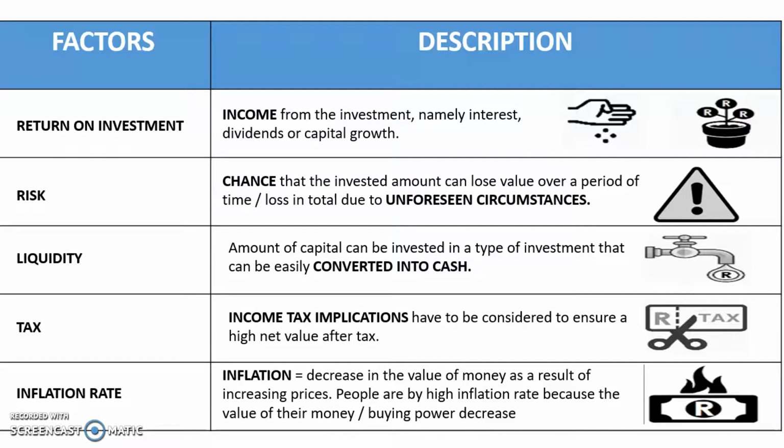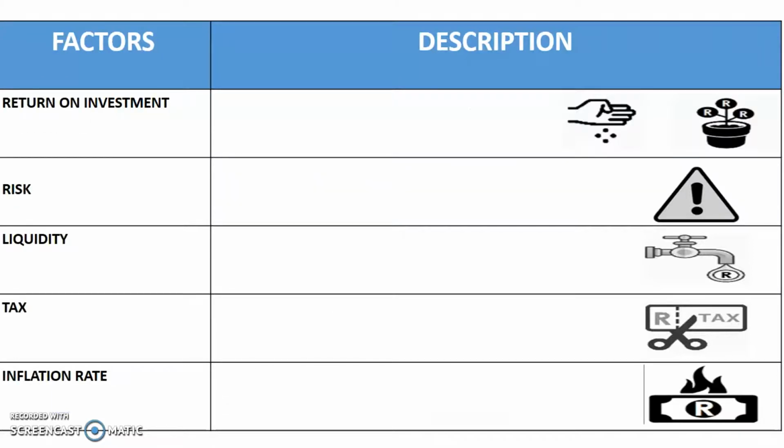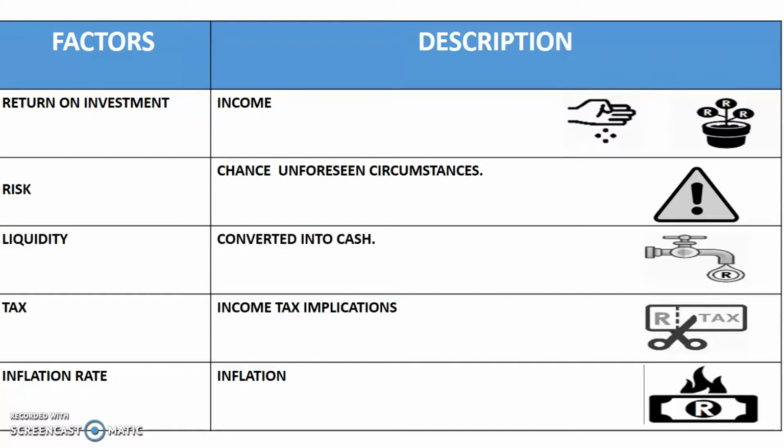So what we're going to do now, we're going to cover the facts, right, and leave the factors and the images. So the factors and the images, see if you can make a brief description of that. And then next we're going to bring back the keywords in explaining the factors for us, right? Like return on investment is income, the risk is the chance for unforeseen circumstances, liquidity is converted into cash, and tax is income tax implication, and obviously the inflation rate is that inflation thing.